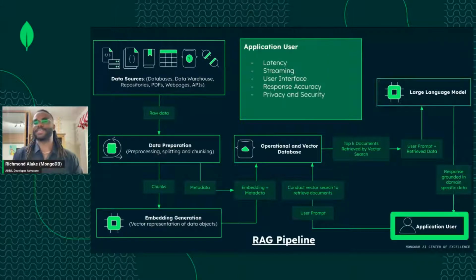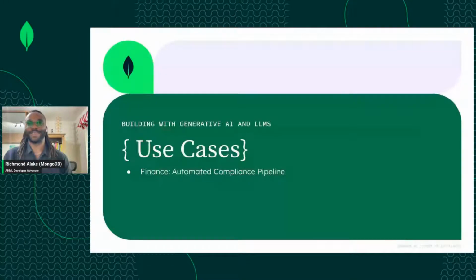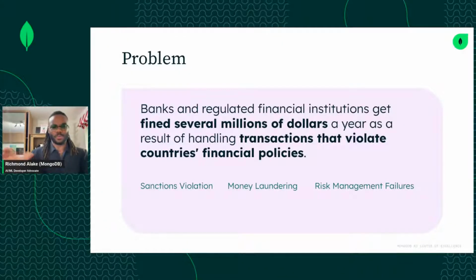Going through the slides very quickly, just so I can get to the use case, we're going to be focusing on finance, and we're going to be building an automated compliance pipeline. It's not really automated, but you can get the picture on how to automate this. So what's the problem here?